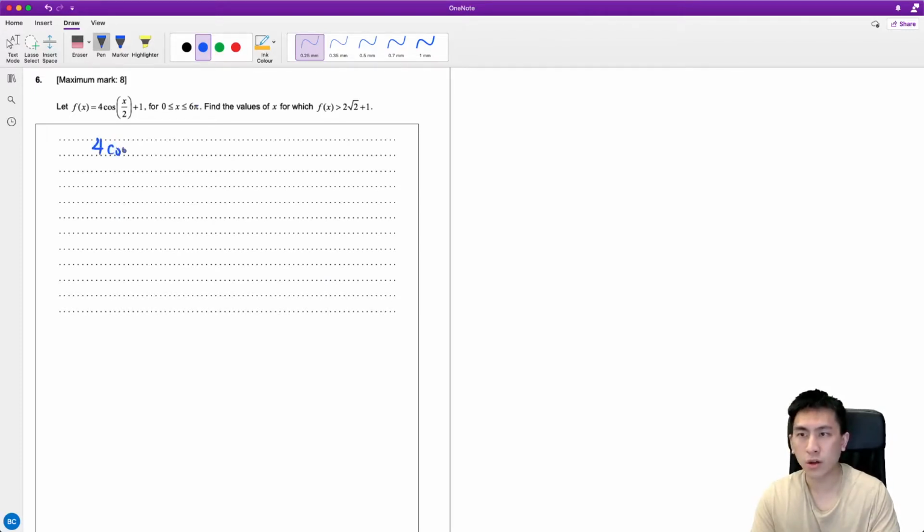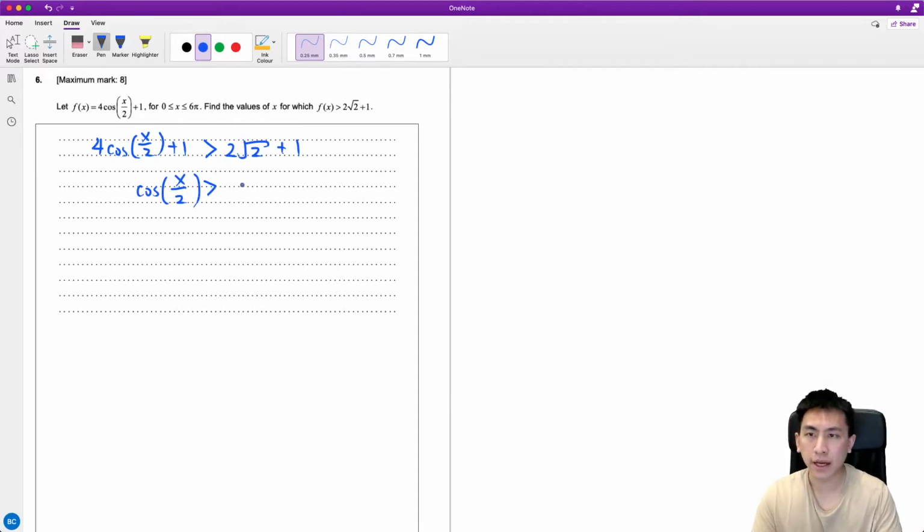So 4 cos of x over 2 plus 1 has to be bigger than 2 root 2 plus 1. Then you can tidy this up. You take away a 1 on both sides and divide by 4. So you get cos of x over 2 has to be bigger than root 2 over 2.